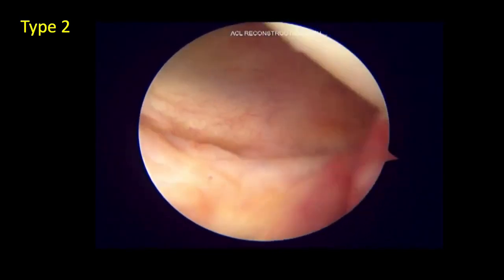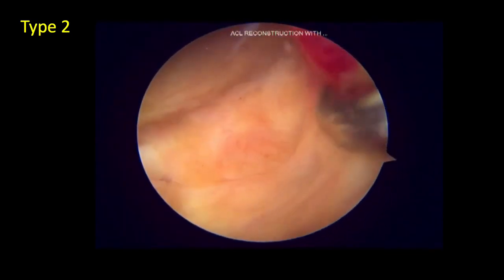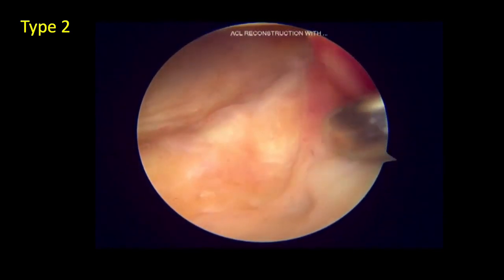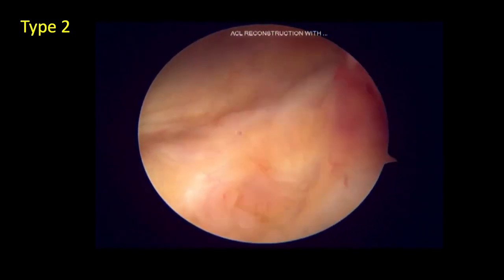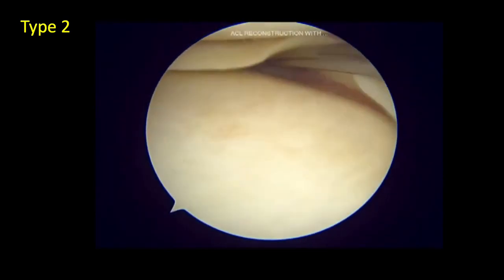In another example of type 2 lesions, at times it is difficult to examine the complete extent of the lesion through the notch view. Viewing from the anterolateral port will demonstrate injury to the meniscocapsular ligament from inferior surface of the meniscus.